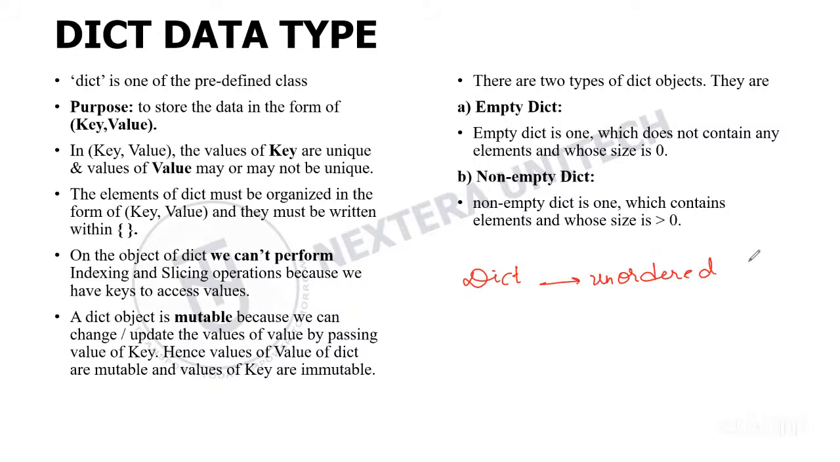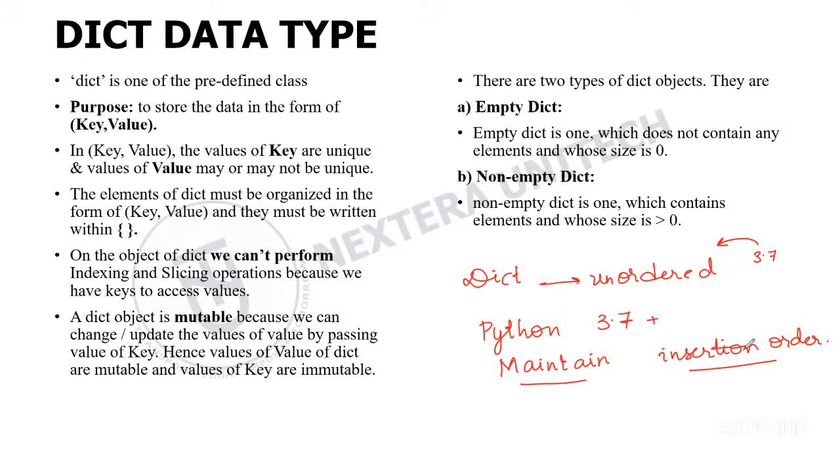Before Python 3.7, all dictionaries were unordered. But after Python 3.7 and all the versions after, they maintain insertion order. Before, dictionaries used to be unordered, but now in the latest versions they maintain insertion order. So in whichever order we insert them, in the same order they'll be displayed.